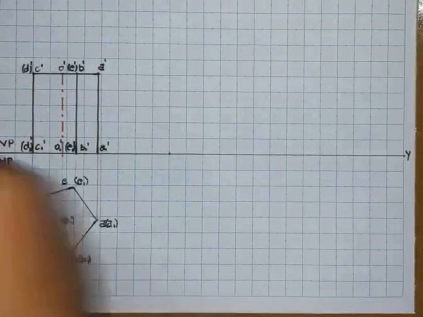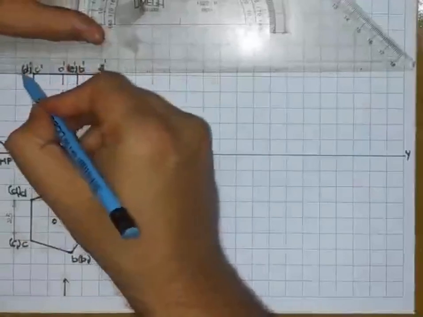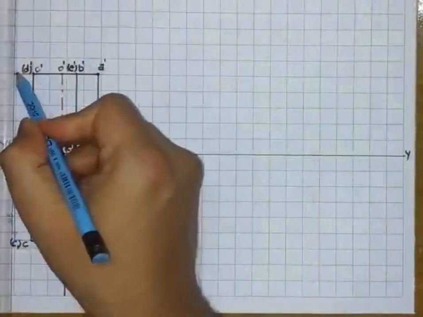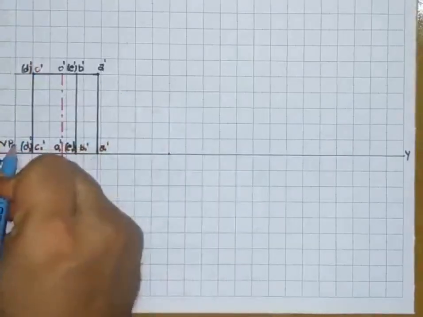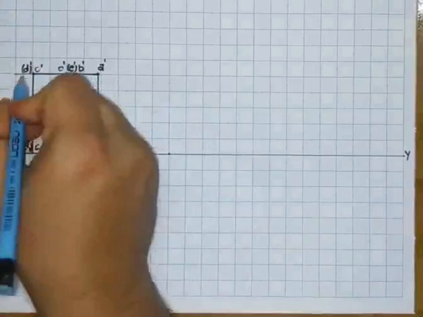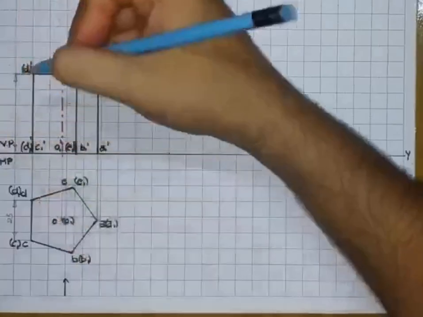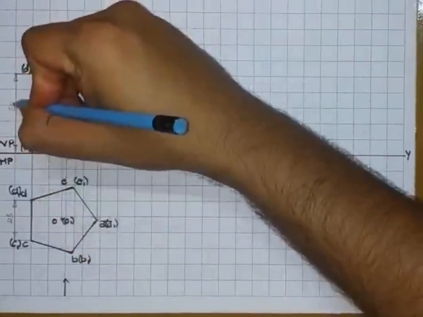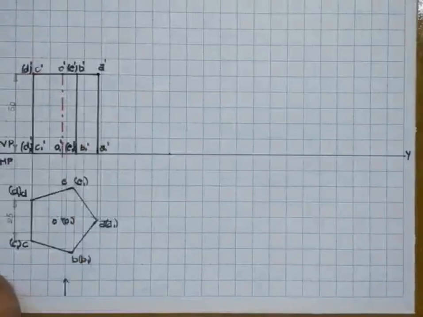Now also do the dimensioning in the front view. It is 50 millimeter height. Now this completes the initial position.